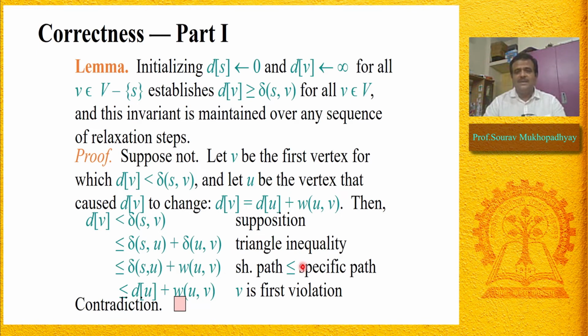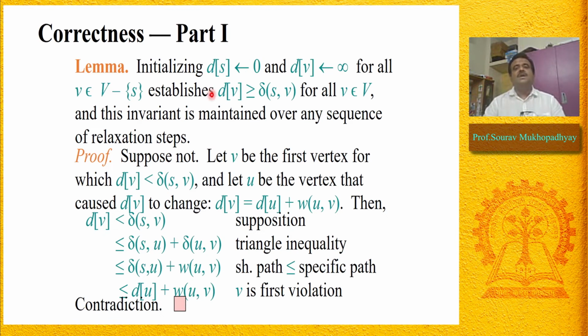Any specific path is less than or equal to the specific path; this is the direct edge, which is less than the specific path. Now, this is nothing but less than or equal to du plus W of UV, because U is not violating it. Only V is the first vertex which is violating. So this must be less than or equal to du, because this is true for the vertex U, as V is the first vertex which is violating. So that is the contradiction, because if dv is less than this value, then why are we going to do the relaxation? The vertex U is the vertex which caused dv to change through this relaxation. So that is the contradiction.